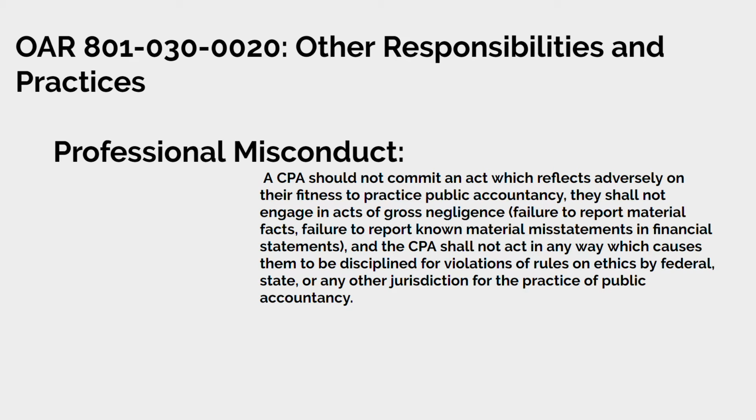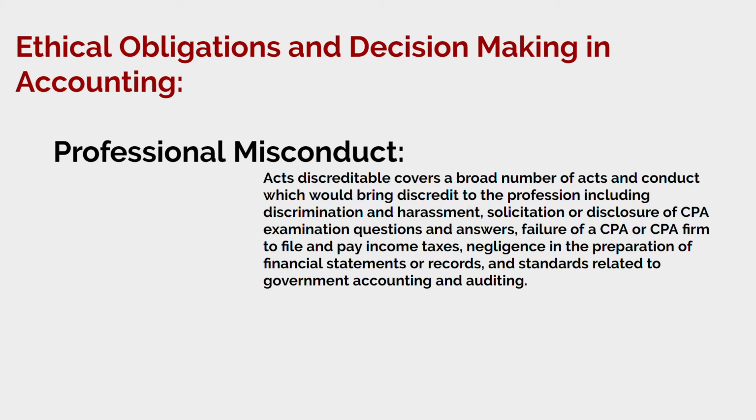That's what Oregon says. The book, they do not specifically define misconduct. However, they do define acts discreditable, which covers multiple things that are very similar. They do mention discrimination and harassment, solicitation or disclosure of CPA examination questions or answers, the failure of a CPA or CPA firm to file and pay income taxes, and of course gross negligence and following standards as well, which are similar to the Oregon State Board of Accountancy guidelines. That is all I have on the Oregon State Board guidelines.